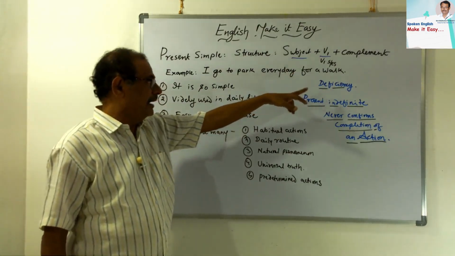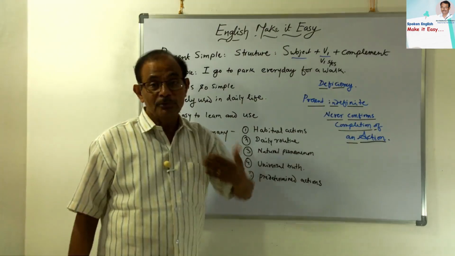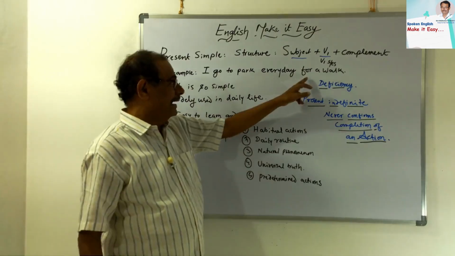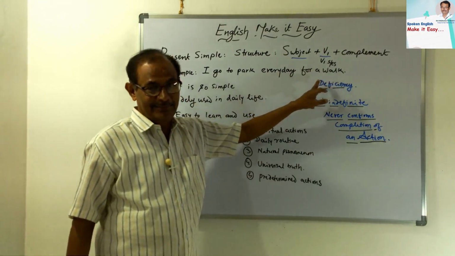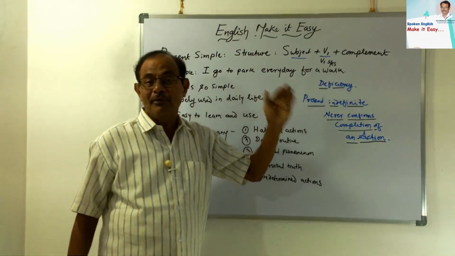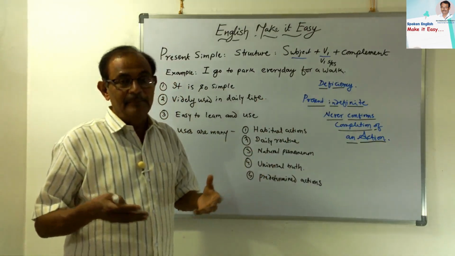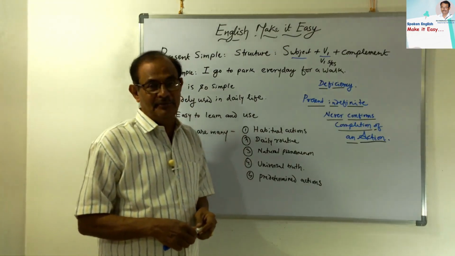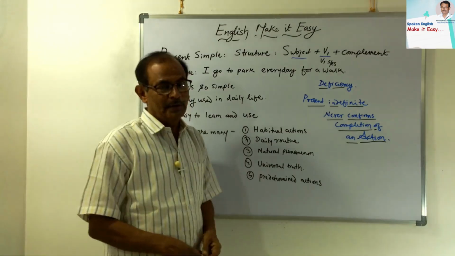Yes, you can end the sentence here by putting a full stop. But I have added, for a walk. Why do you go to park? If you ask me, I should answer. So that's why I have added this also, furthermore: I go to park every day for a walk. I have to walk 30 to 40 minutes every day for my health. Okay, that is the thing.